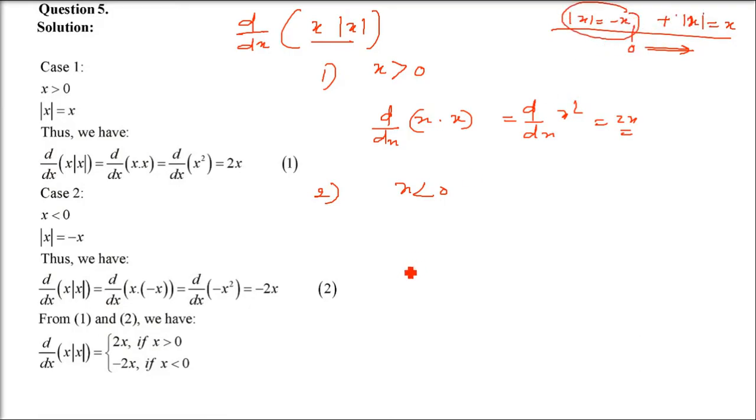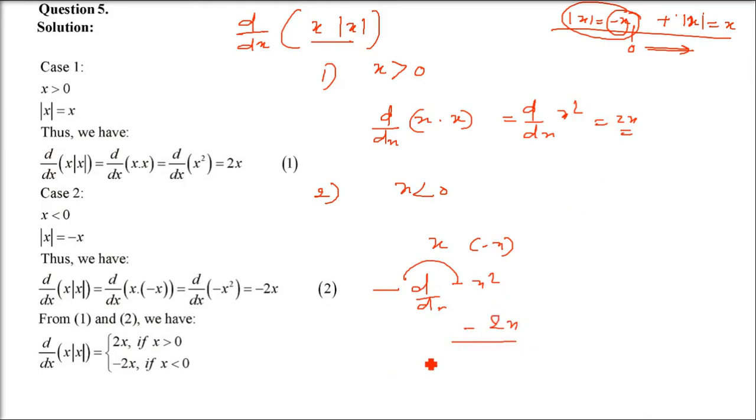Mod x will be equal to minus x because we are taking the negative side of the number line. So for mod x you will put minus x. So it will be x into minus x, which is minus x square. Divide dx of minus x square: minus is there, x square we already did, so it will be minus 2x.